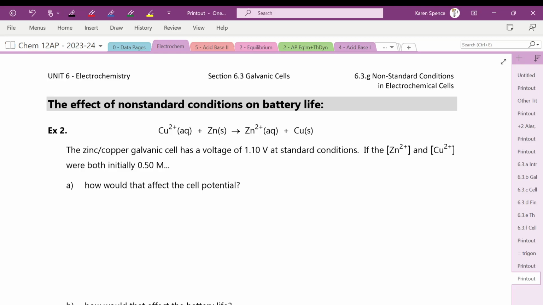The effect of non-standard conditions on battery life, because they can also affect how long the battery lasts. So here, I would like you to try, we're first going to look at the cell potential because we've already done that. I would like you to see what happens if we decrease both the copper and the zinc initially to 0.5 molar instead of 1 molar. How would that affect the cell potential? See if you can explain that to your partner.